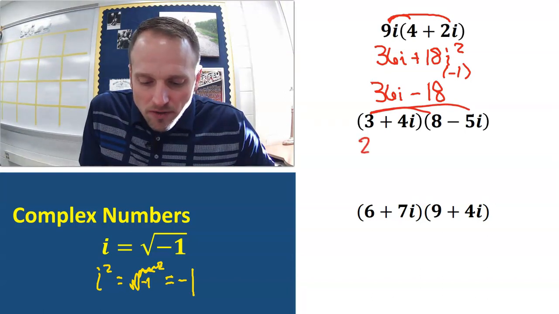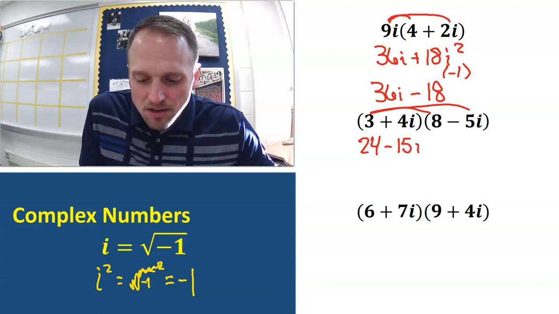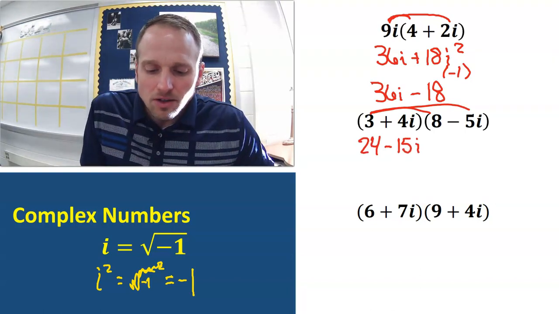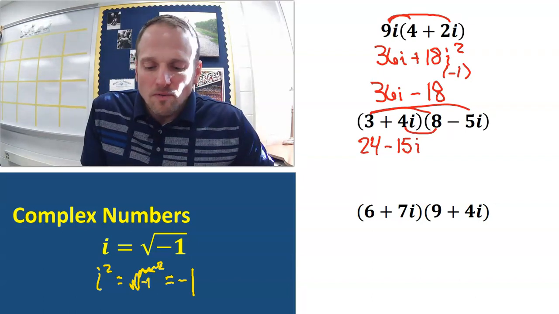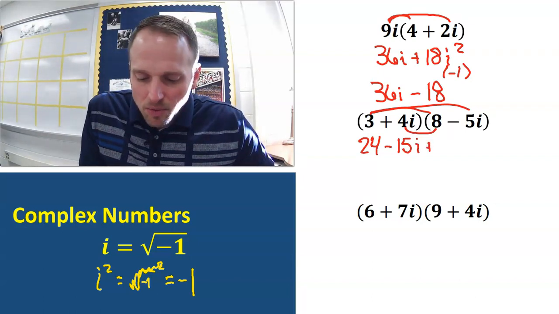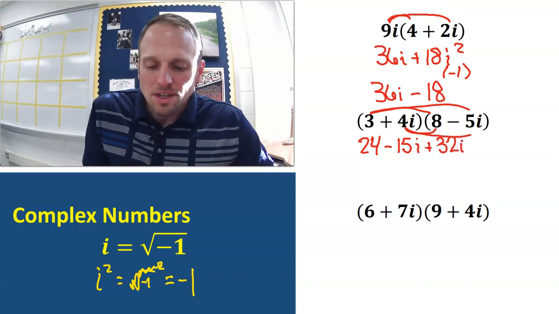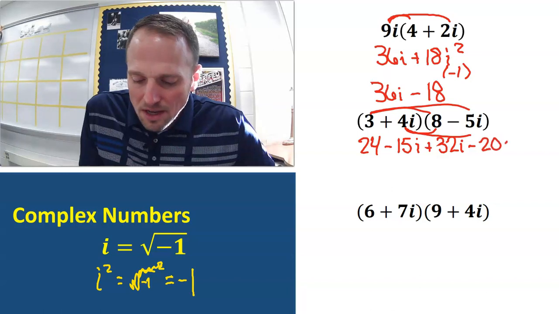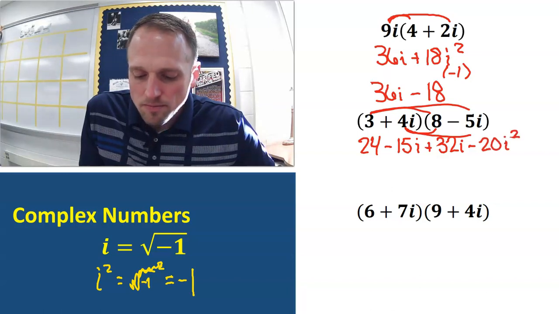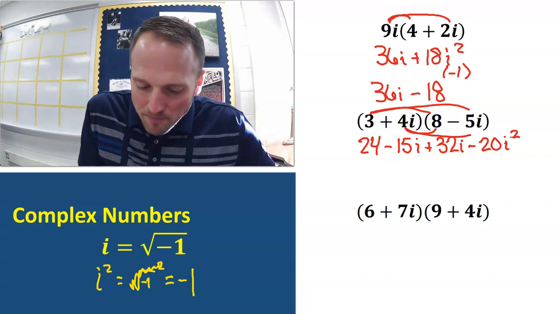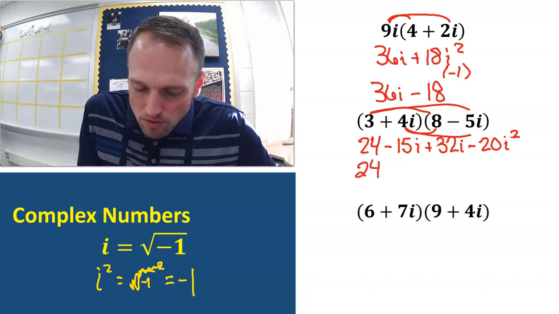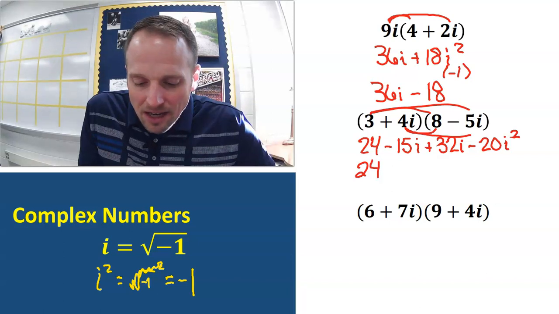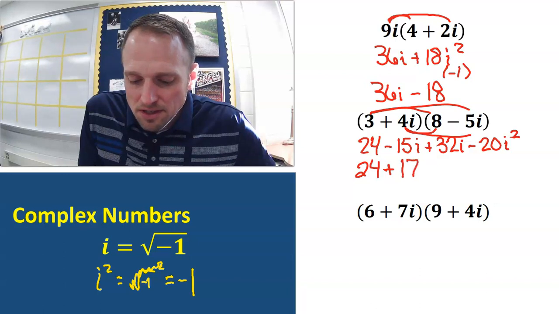3 times 8 is 24. 3 times negative 5i is negative 15i. Then let's go to the bottom. 4i times 8, that's going to be plus 32i. Then 4 times negative 5i is negative 20i squared. Time to simplify. 24. Combine the i's. Negative 15i plus 32i is going to be positive 17i.